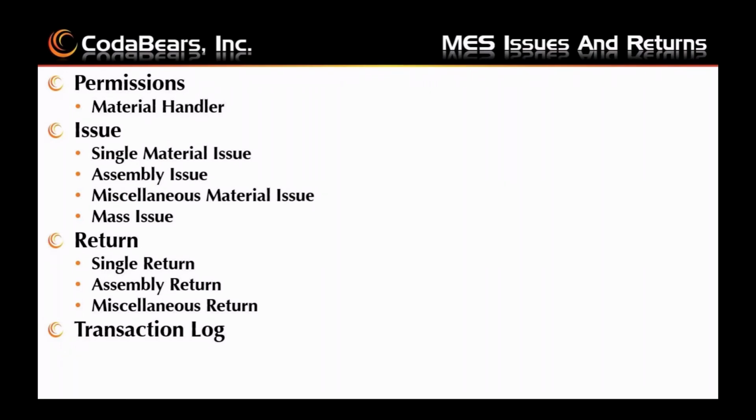It's expected that you know how to log into Kinetic MES, or you can review our previous recording for that subject. I'll show the permission needed for employees to use the Material tab in MES, and I will have example screenshots of each of these topics: issuing, single material issue, an assembly issue, miscellaneous material issue, and mass issue. And then for return, a single return, assembly return, and miscellaneous return. And at the end, a transaction log to verify your transactions if you wish.